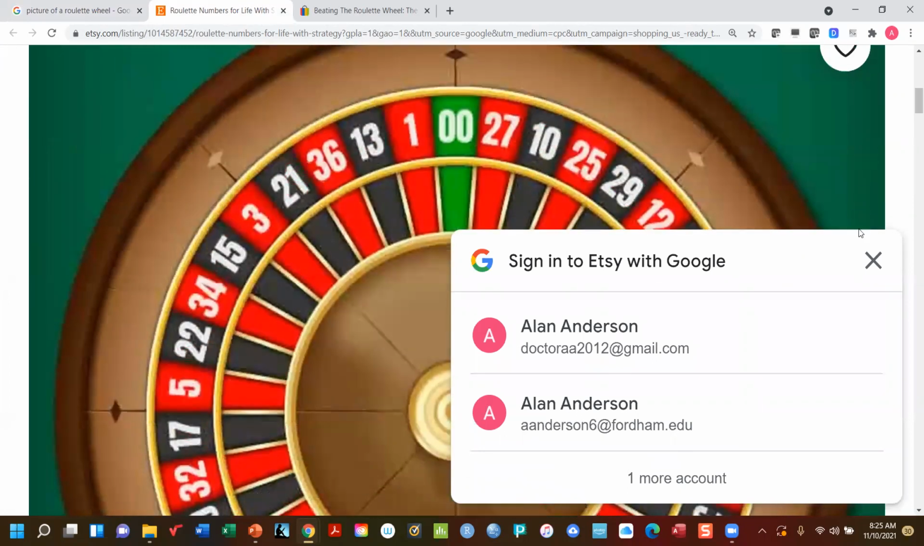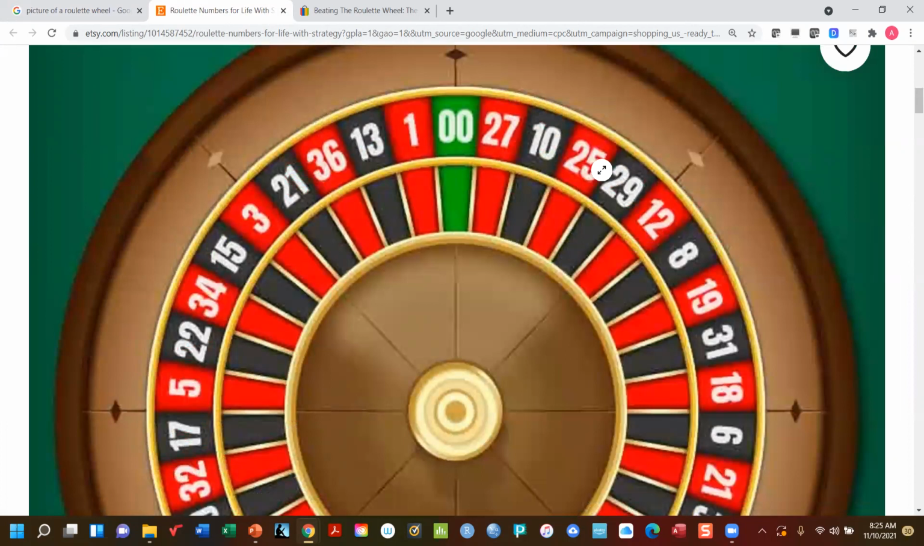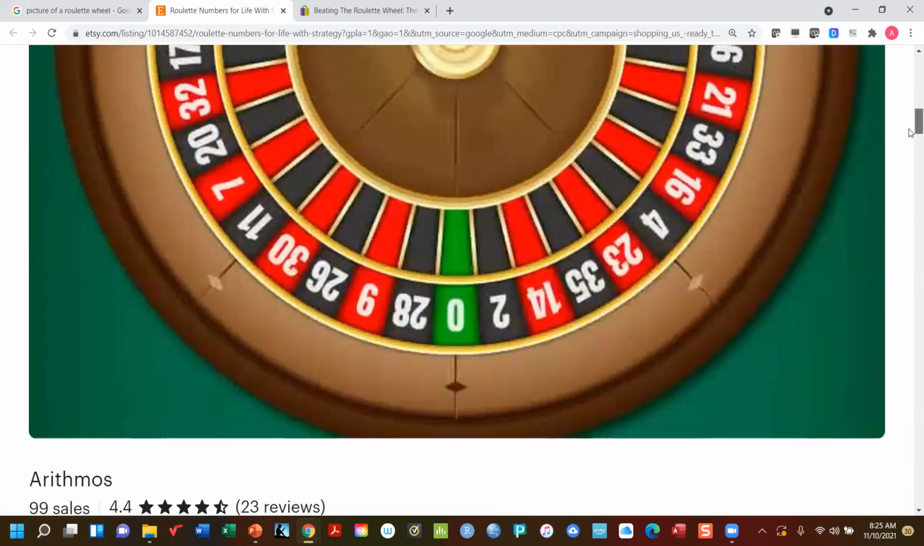Oh, wow. Ooh, that one's huge. Okay, it has the double 0 as well as the 0. That's an American roulette wheel.